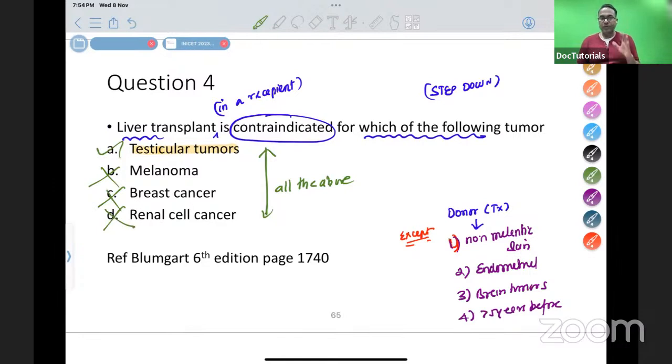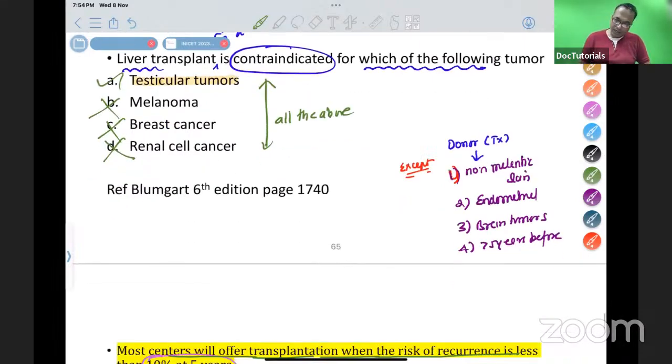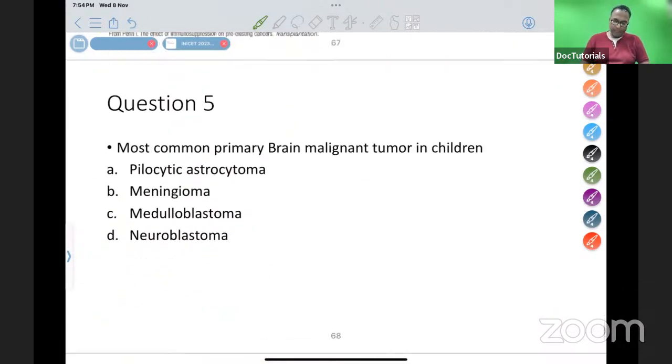This is a new question. I'm again telling you, it's a step down question. Never try to attempt this question in the exam. You should leave this question because it is a new concept.